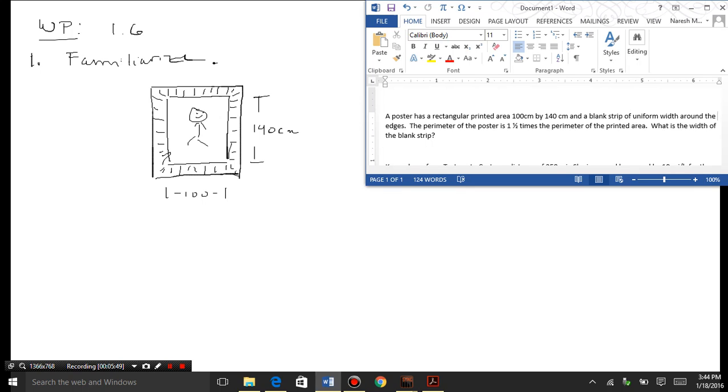Okay, then it says the perimeter of the poster. The poster itself, not the printed area. So underneath it, I'm going to say perimeter of poster. Is. Alright, guys, what does the word is mean? I'm going step by step here. Is, you should say equals 1.5 times. Now, 1.5 just means the number 1.5. Okay, 1.5 times the perimeter of the printed area. So what is the printed area? The printed area is me, this guy right here.